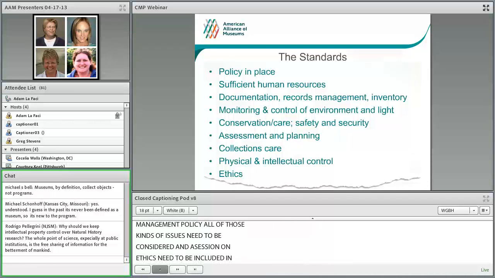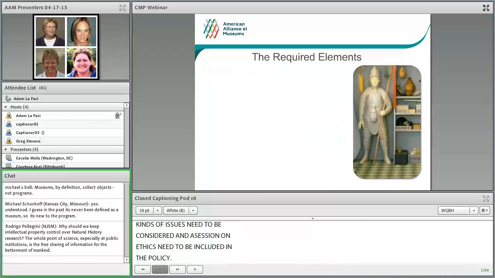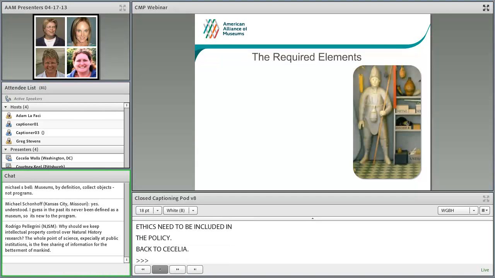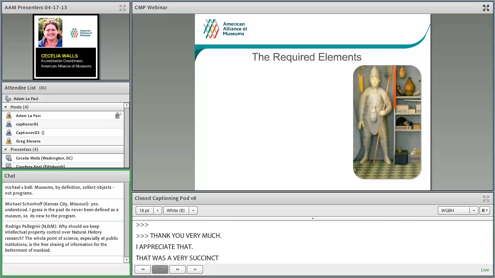I appreciate that. It was a very succinct statement on why ethics should be included in collections management policy. Now, we're going to talk specifically about the required elements for a collections management policy. And every institution is different. And the museum's policy should reflect that. But there are several items that most, if not all, museums should include in their specific policies.